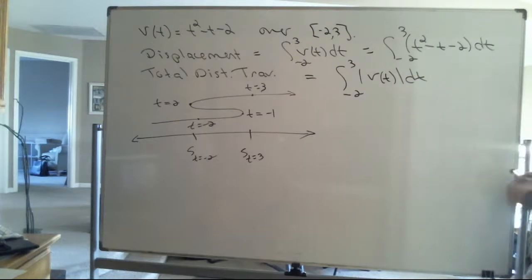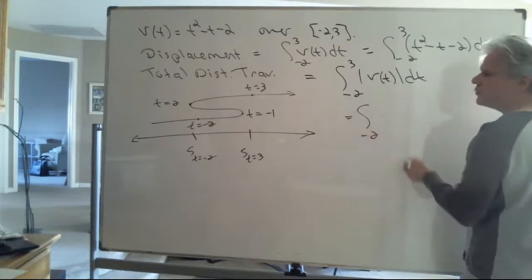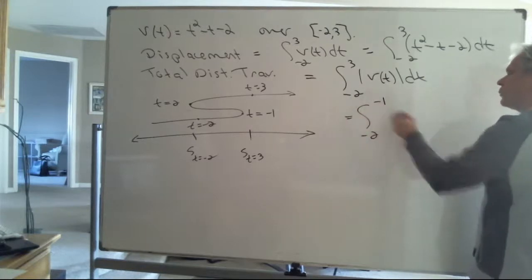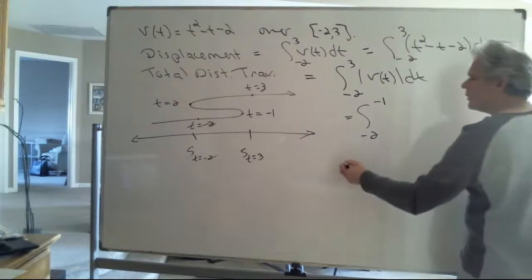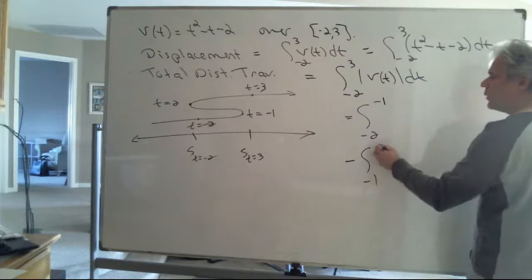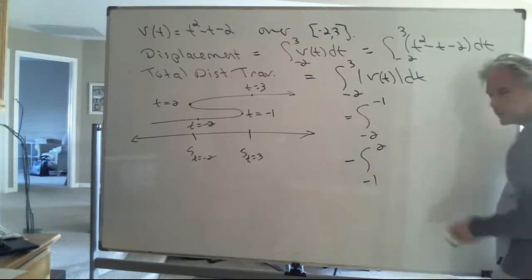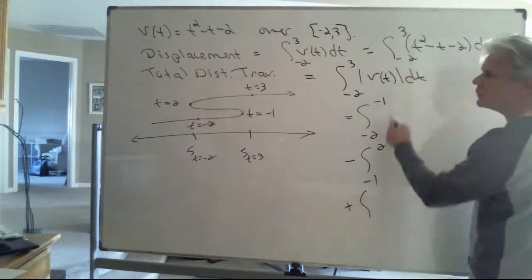The distance traveled, since I got the absolute values in here, I think should be split up from t equals -2 to when I change from increasing to decreasing. And then add to that the negative of the integral from -1 to 2, when the velocity is negative, to make it positive as a distance traveled. And add to that from, I don't know, is it 2 to 3?